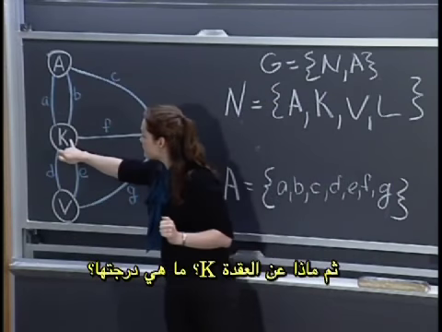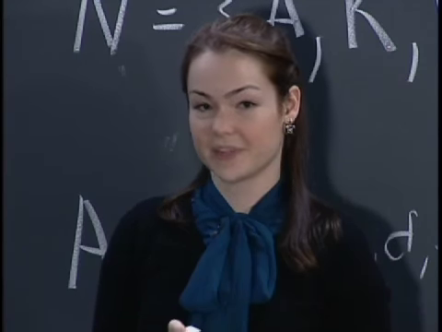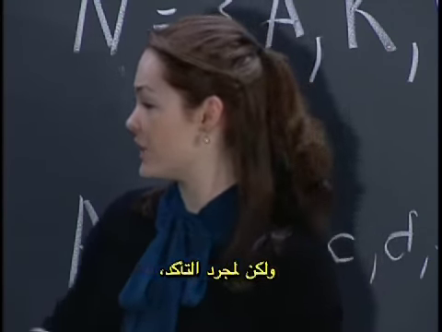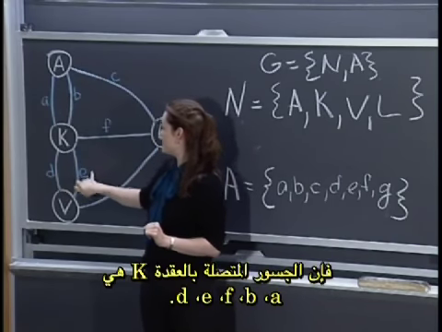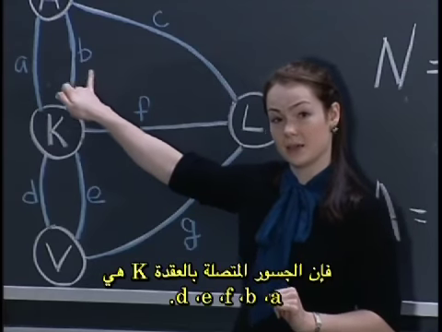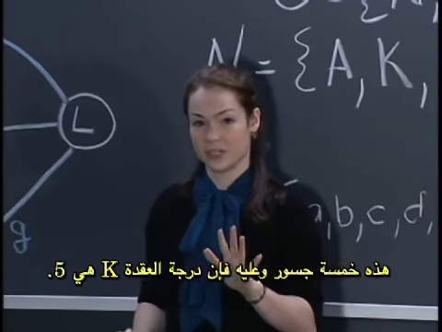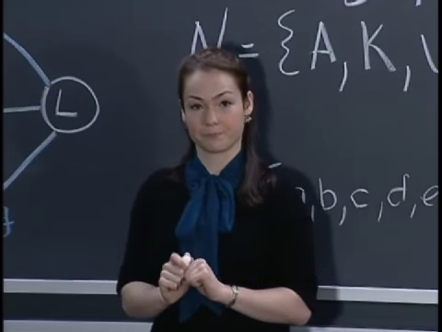What about for node K? What's the degree of node K? You've probably figured this out on your own, but just to make sure, the bridges that are connected to node K are D, E, F, B, and A. That's 5 different bridges, so the degree of node K is 5.